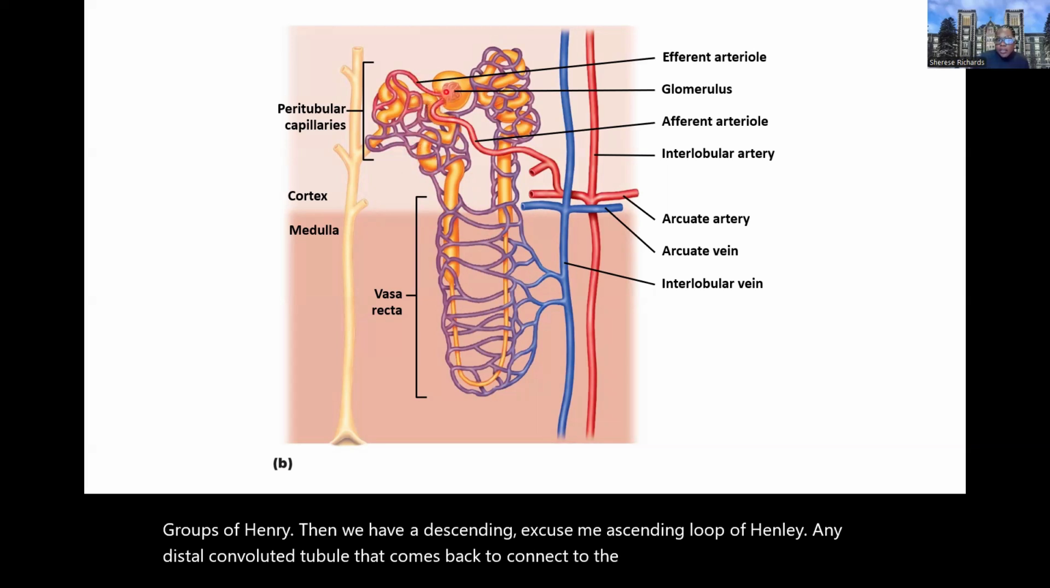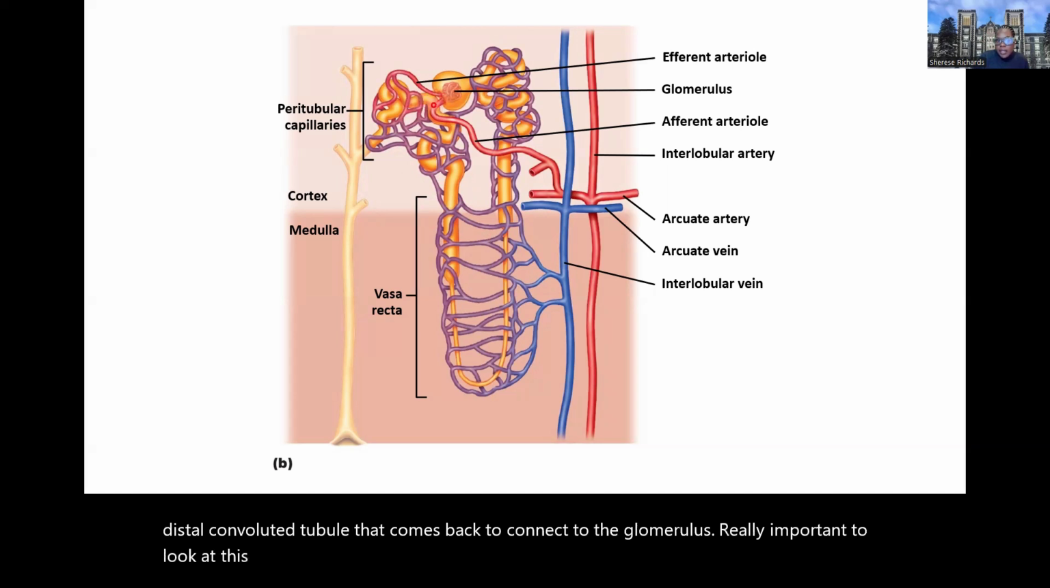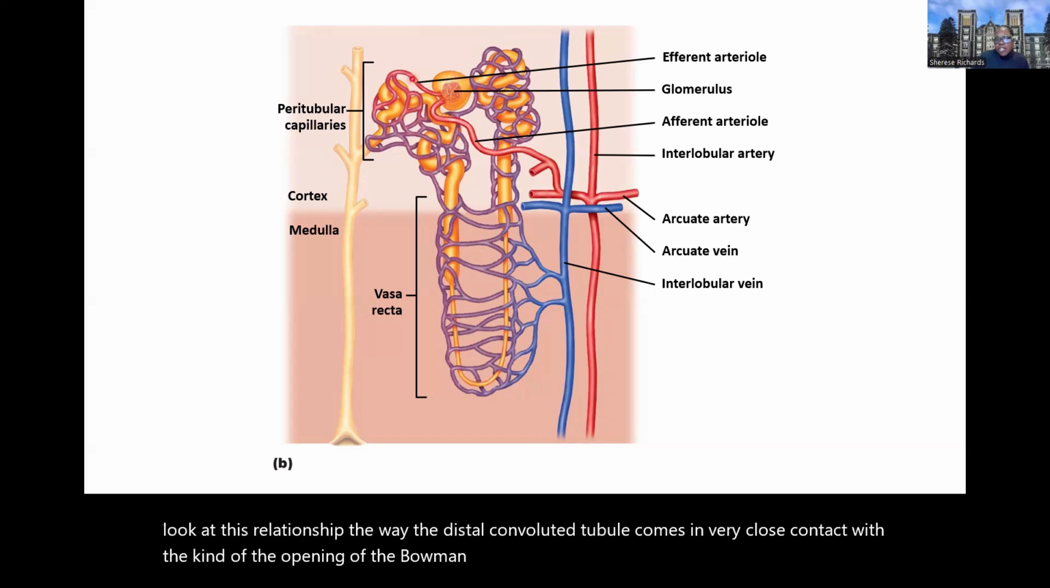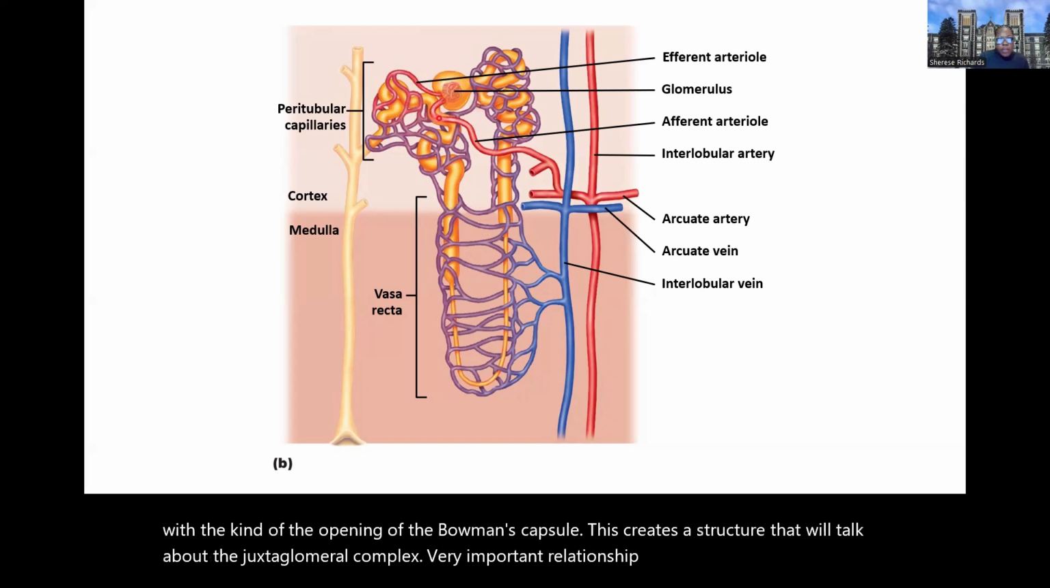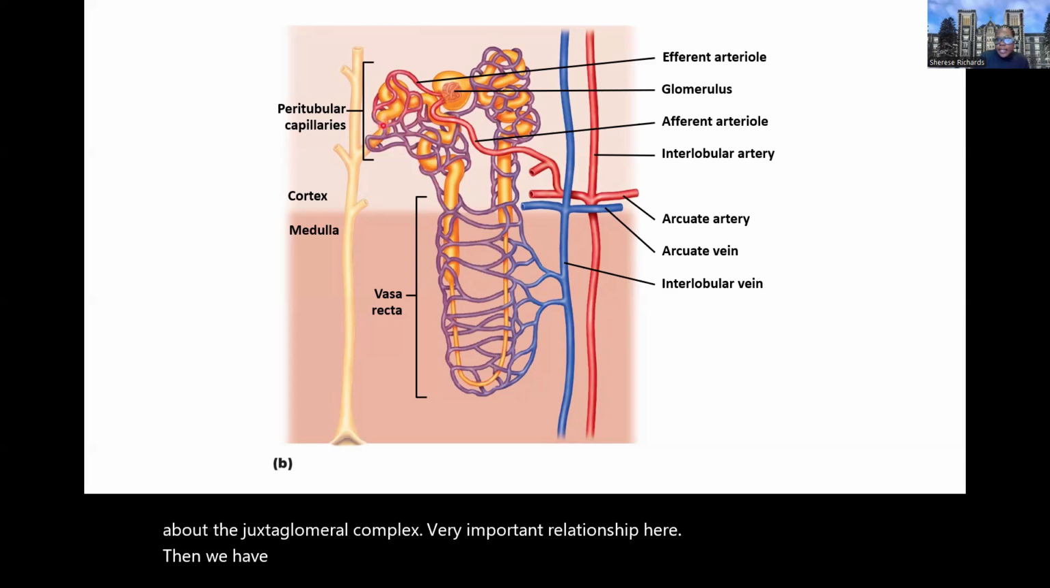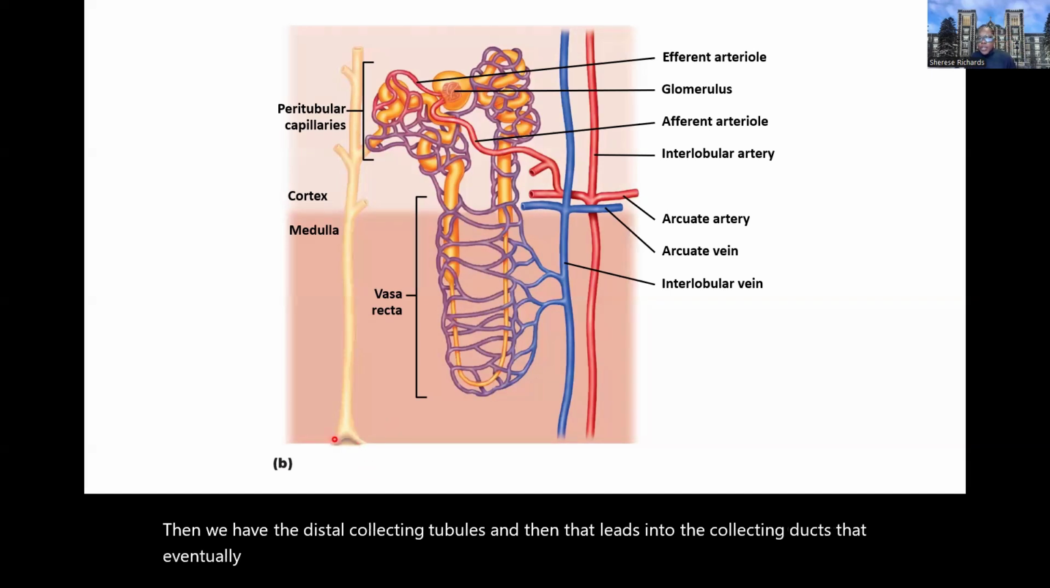Really important to look at this relationship. The way that the distal convoluted tubule comes in very close contact with the opening of the Bowman's capsule creates a structure that we'll talk about, the juxtaglomerular complex. Very important relationship here. Then we have the distal collecting tubules, and then that leads into the collecting ducts that eventually merge to form the ureter.